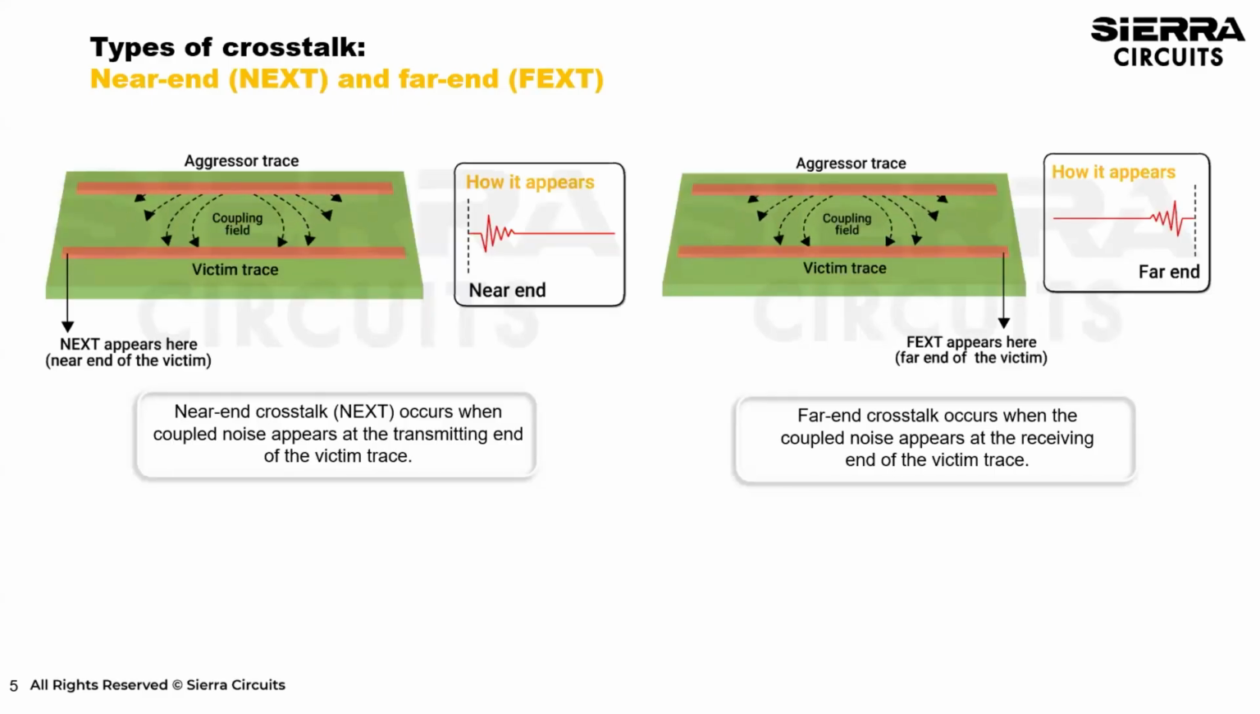Now let's look at far-end crosstalk, also FEXT. So unlike near-end crosstalk, where noise appears close to the transmitter side, FEXT shows up at the far end of the victim trace. That's near the receiver.